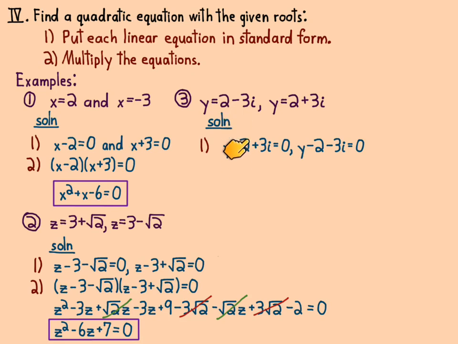Okay, so what did I do? Subtract the 2 from both sides. Add the 3i to both sides. Or in other words, take these two terms, move them to the left side, you get a negative 2 and a plus 3i. And on the right, you have a 0. Don't forget it's an equation. It equals 0. Same thing here. It's going to be y minus 2 minus 3i equals 0.